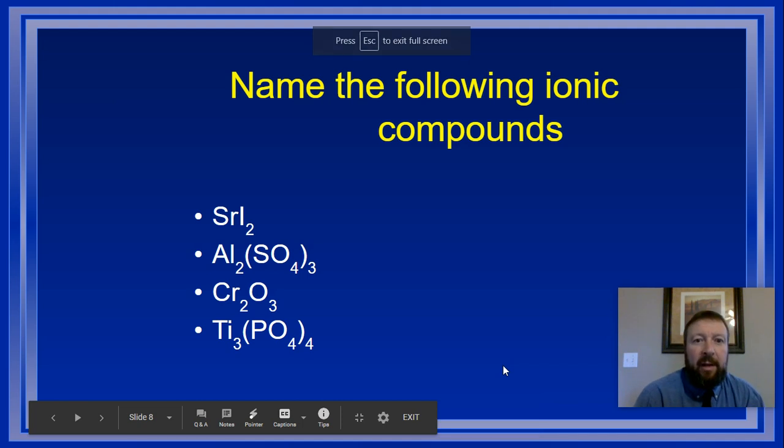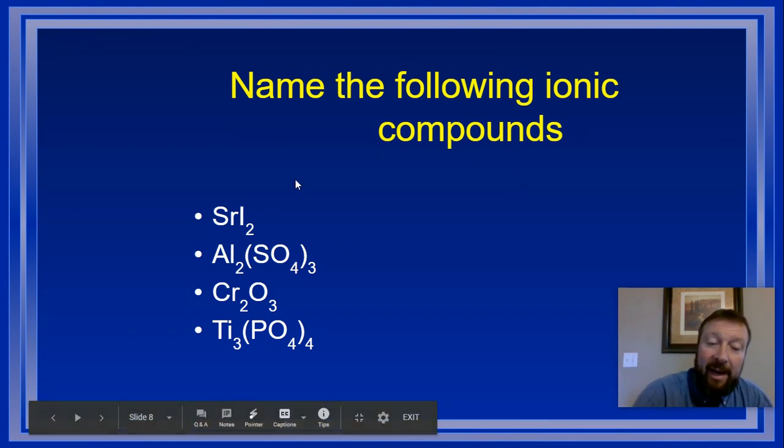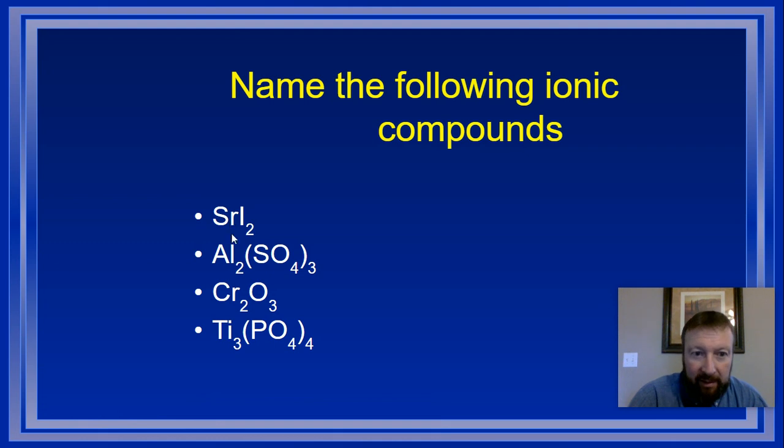Okay, picking up where we left off, we were looking at how to name. Before we were writing the formula from the name, now we're going to look at how to name it. Again, these are all ionic compounds because they start with a metal: strontium, aluminum, chromium, titanium. So just name the metal for what it is: strontium, aluminum, chromium, titanium. And then the nonmetal changed to ide. So strontium iodide.